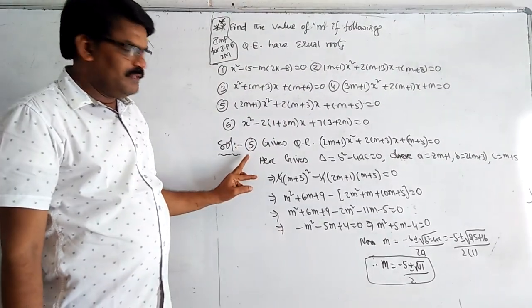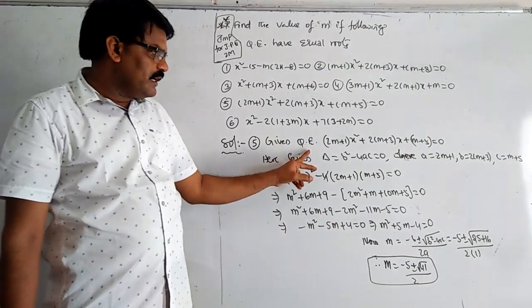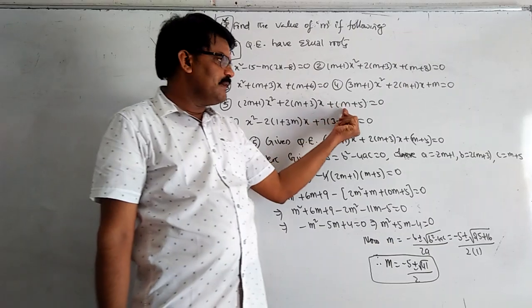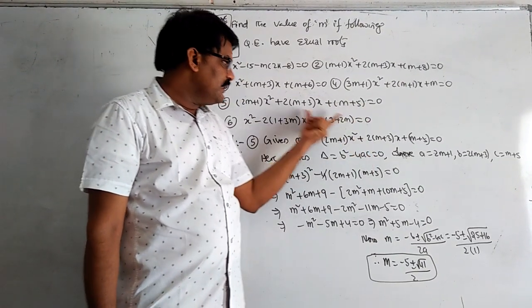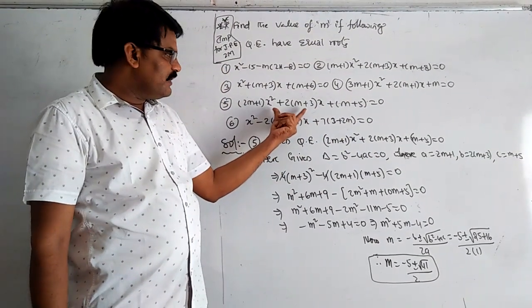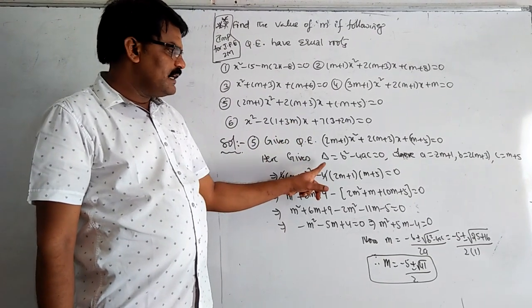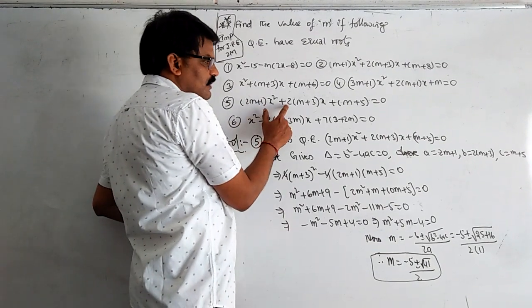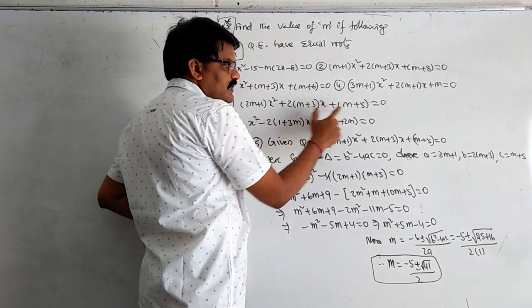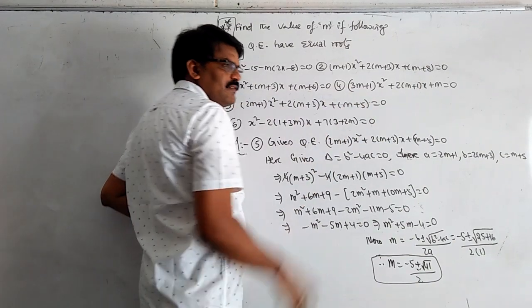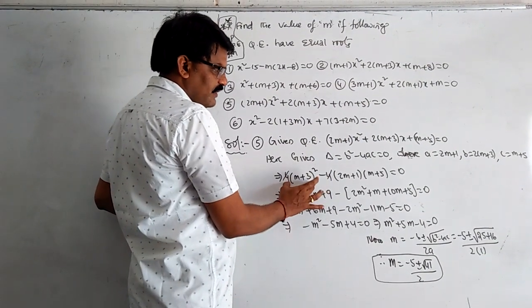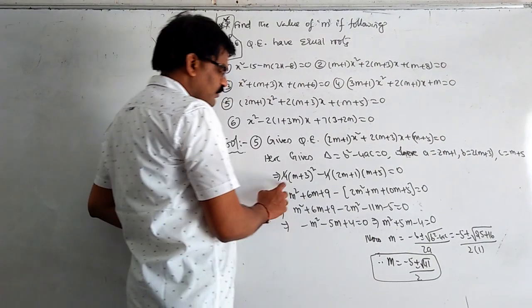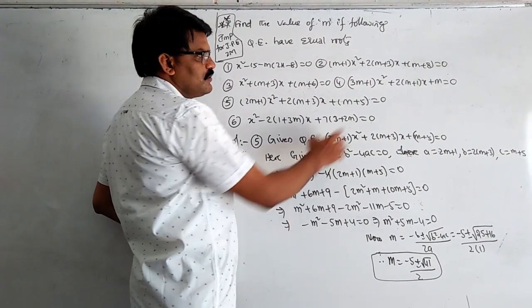Now I am solving the fifth problem, which is the quadratic equation (2m plus 1) into x square plus 2 into (m plus 3) into x plus (m plus 5) equal to 0. Given that it has equal roots. When it has equal roots, we know that delta is equal to 0, where a is equal to 2m plus 1, b is equal to 2 into (m plus 3), c is equal to m plus 5. Simplifying b square, that means (2 into (m plus 3)) whole square, that is 4 into (m plus 3) whole square.